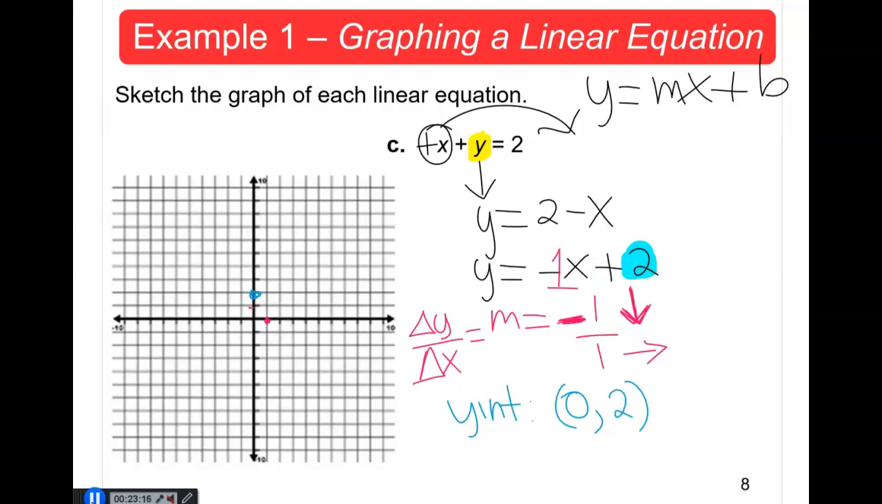I'm going to do it one more time. 1 unit. Actually, no, I did this wrong. Sorry. 1 unit down and 1 unit to the right. And then again, 1 unit down, 1 unit to the right, 1 unit down, 1 unit to the right. And I can keep doing that all day, but I won't.